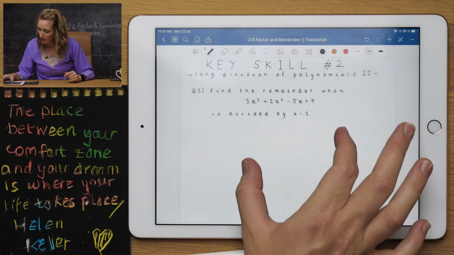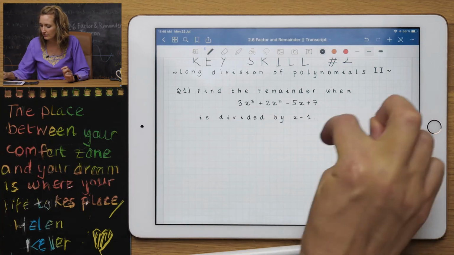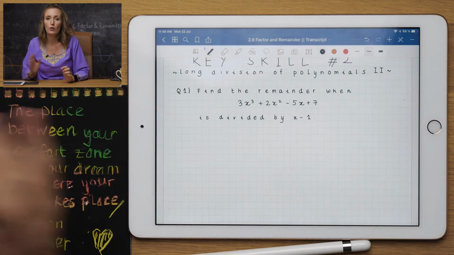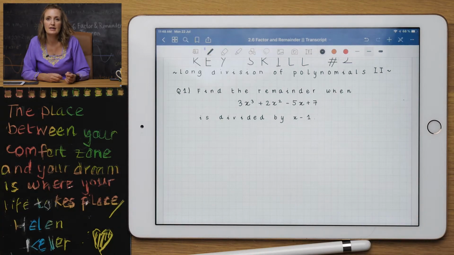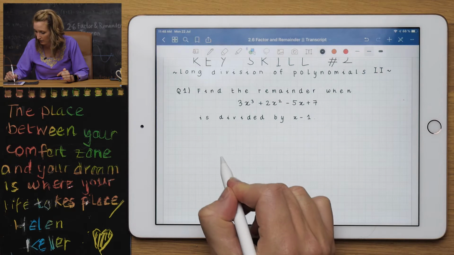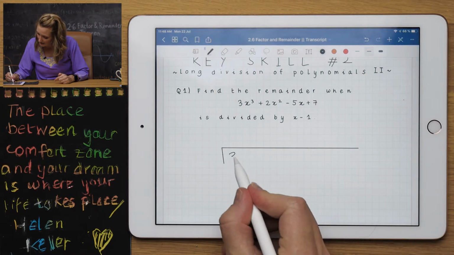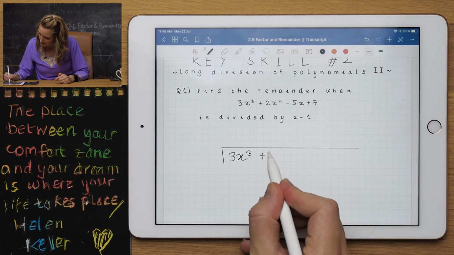Now, the first one we're going to be looking at is find the remainder when we've got a cubic divided by a linear divisor here, x minus 1. In all the previous examples, we've had a zero remainder, which means it's a perfect factor. You're going to get more to that in the next key skill. But let's get going. If we have to calculate the remainder using long division, the process is exactly the same. We're going to be setting up our blocks.